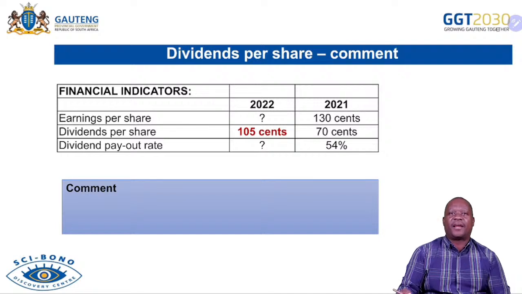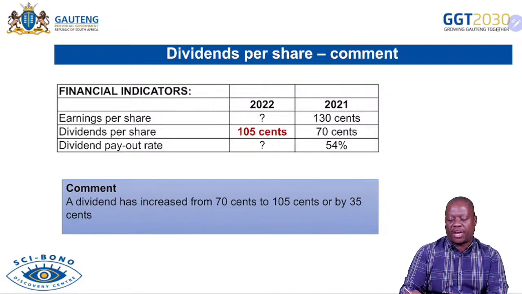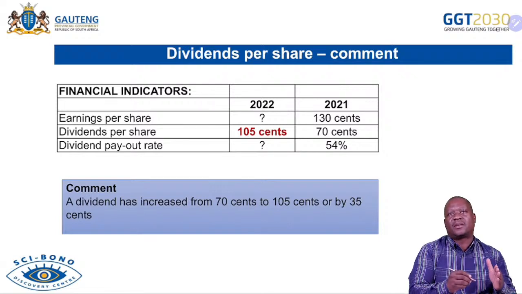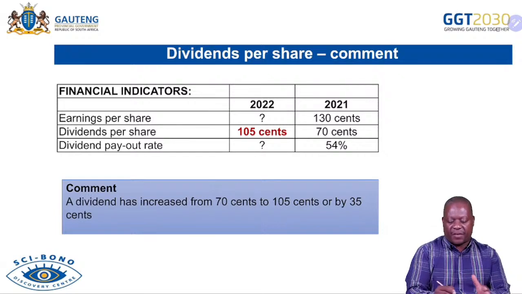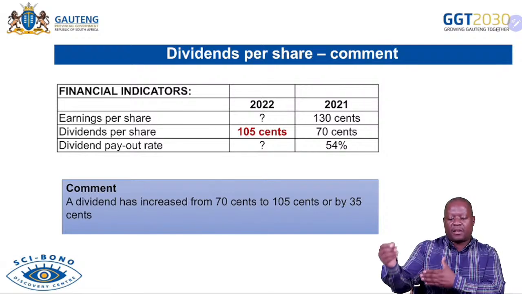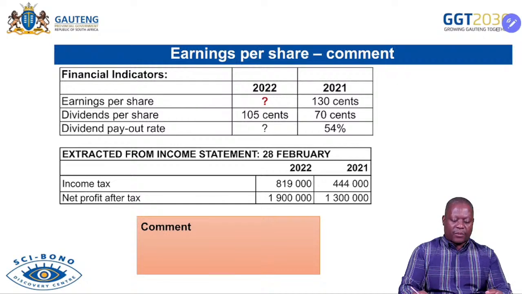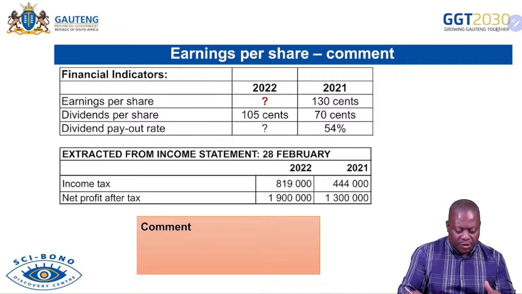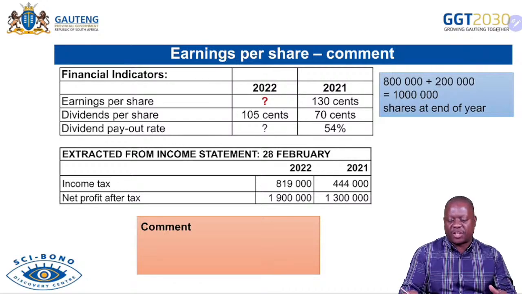The dividends per share increased from 70 cents per share in 2021 to 105 cents per share in 2022. Now, we can just find the difference between the two figures and say the dividends per share have increased by 35 cents, which is still correct. Now, let's also look into the earnings. How do we go about commenting on the earnings per share?